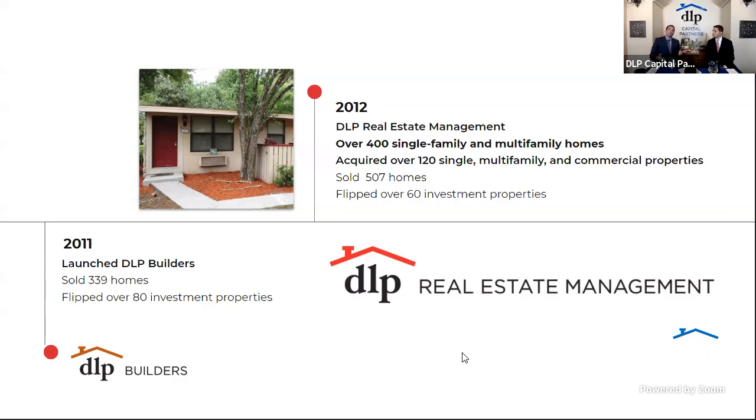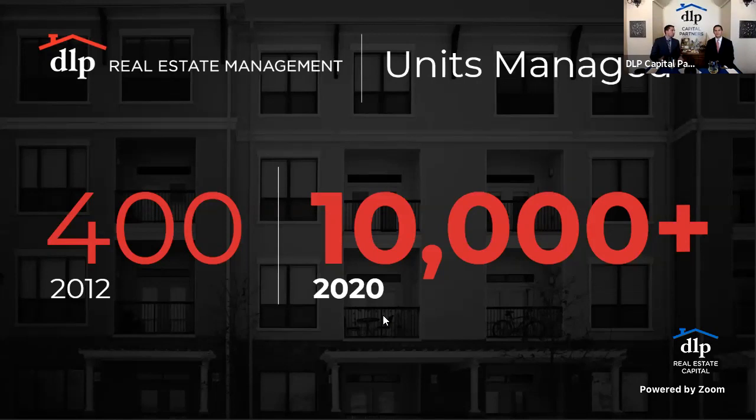And in 2012 alone, we added over 400 single family and multifamily homes to our portfolio, really going from almost 0 to 400. We sold over 500 homes that year still in DLP Realty. So we continue to grow, and we continue to flip homes as well. We flipped over 60 homes that year as well. And that really led to our start of building a real portfolio.